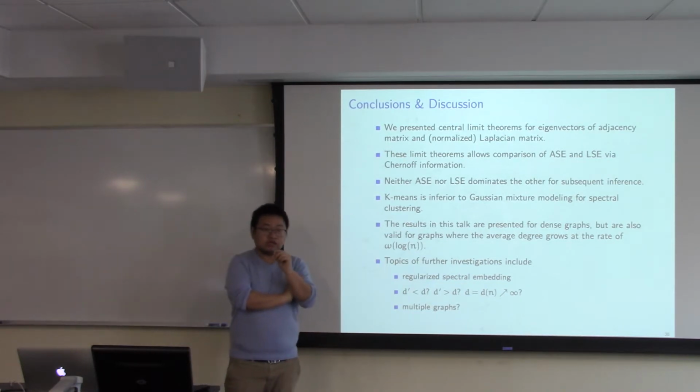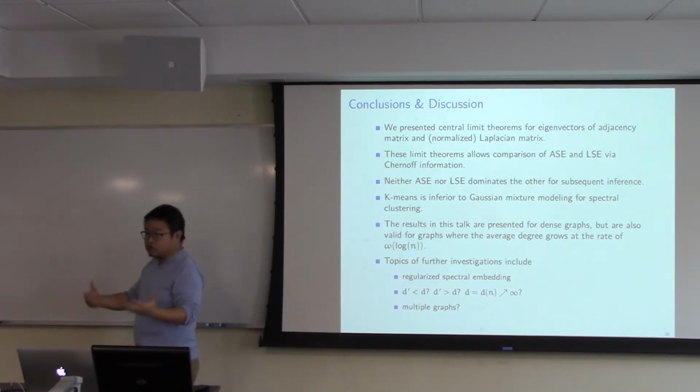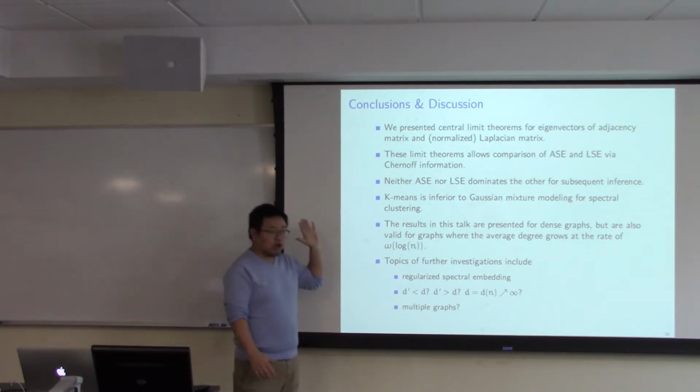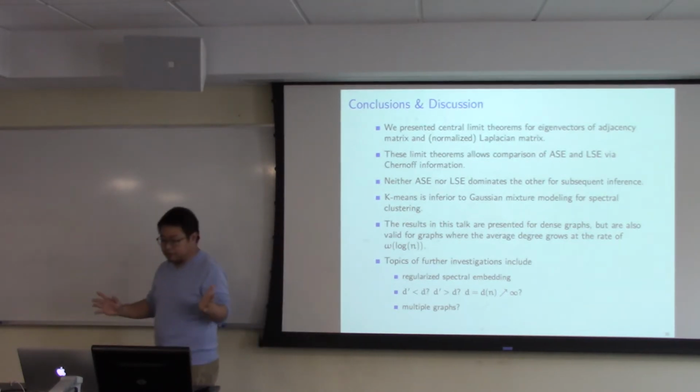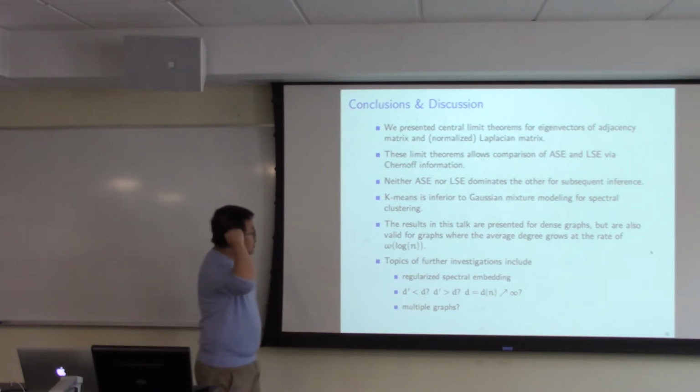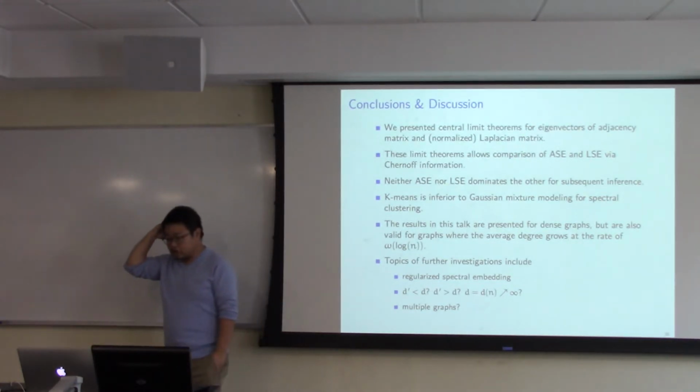So I just want to say here, subsequent inference means that once you embed, you cannot go back to see the graph. Because if you could go back to see the graph, you could get different or even better clustering performance. This one is only working on the embedding alone. That's all you're given once you embed. And it turns out that K-means is inferior to Gaussian mixture modeling because of the non-spherical symmetry.